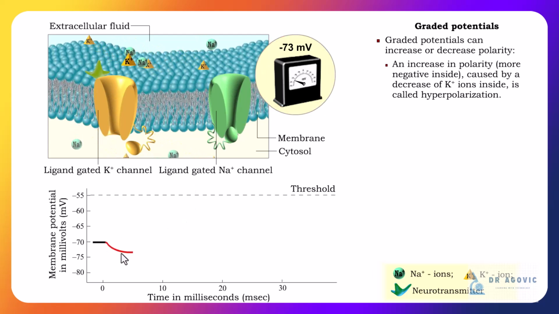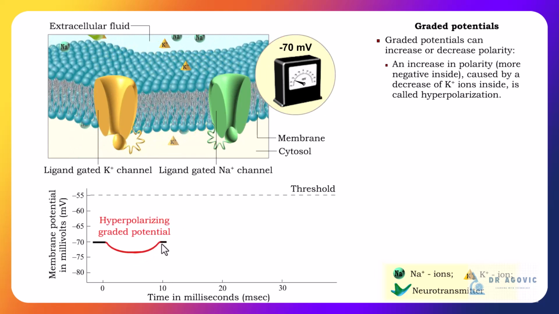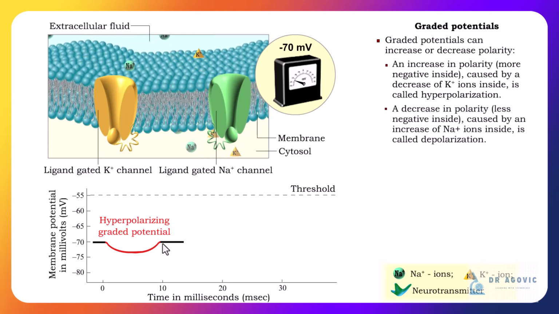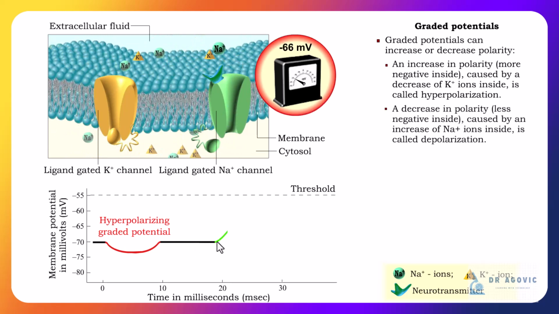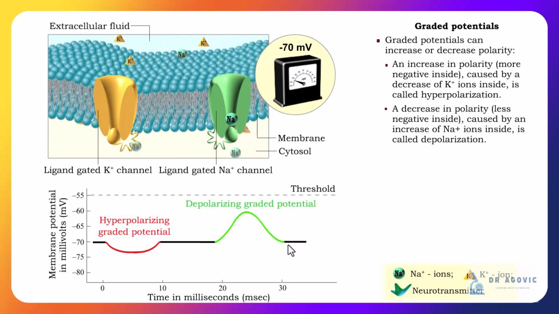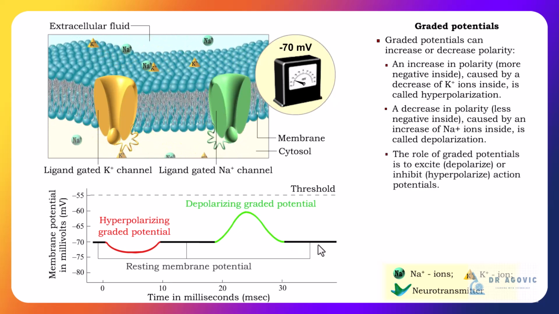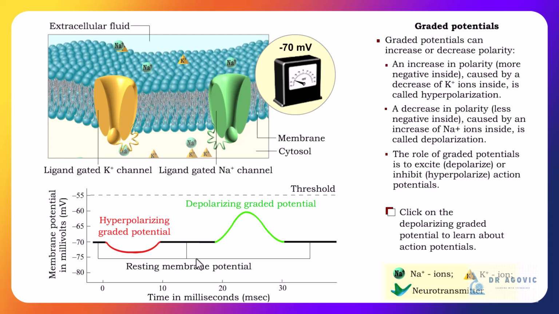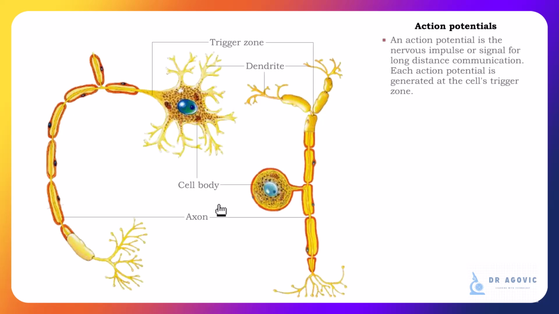An increase in polarity is known as hyperpolarization. A decrease of potassium ions inside the cell makes the cytosol relatively negative. A decrease in polarity is known as depolarization. An increase of sodium ions inside the cell makes the cytosol relatively positive. The role of graded potentials is to excite or inhibit action potentials.